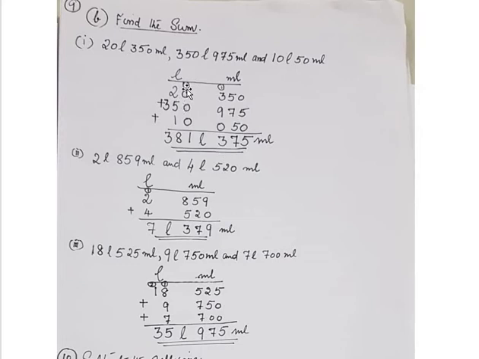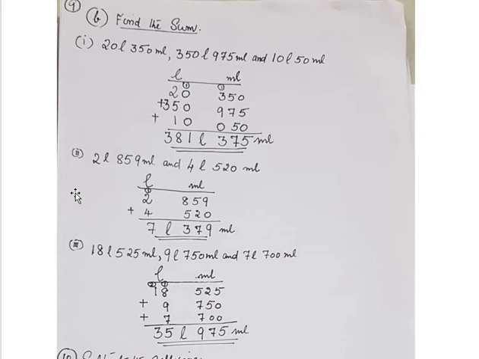Carry over goes to the next number. 1 plus 0 is 1. 2 plus 5 is 7, plus 1 is 8. And 3. So the answer is 381 liter 375 milliliter. This answer you can write here, but do the calculation separately.